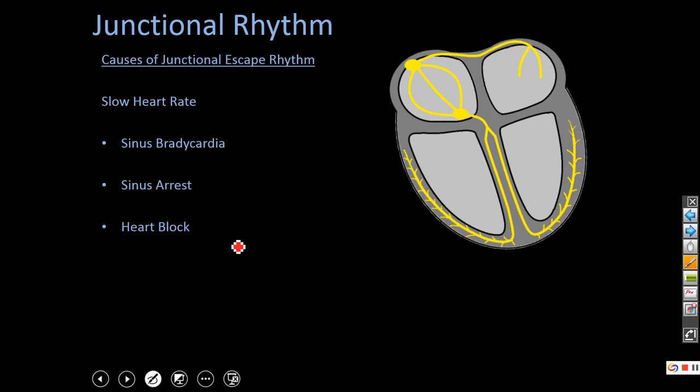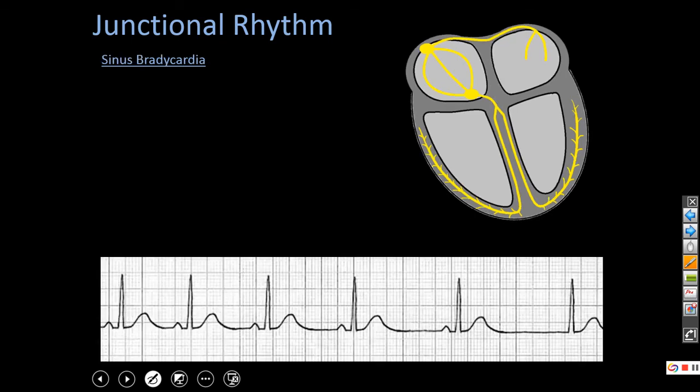Okay, the causes of junctional escape rhythm. Why would the AV node need to pace the heart? Well, sinus bradycardia. If the SA node is pacing too slowly, we said that the AV node paces between 40 to 60 beats per minute. So if you have some extreme sinus bradycardia where the SA node is pacing as low as the 30s or 40s, the AV node all of a sudden can be competitive, and it can potentially outpace the SA node. Sinus arrest: if the SA node stops pacing altogether, then you would want the AV node to pace. And then heart block, which we'll talk about in a later video.